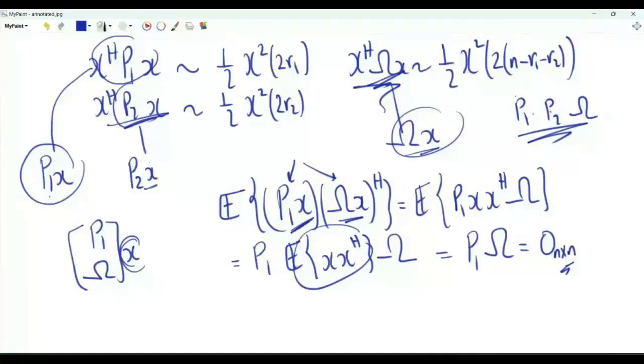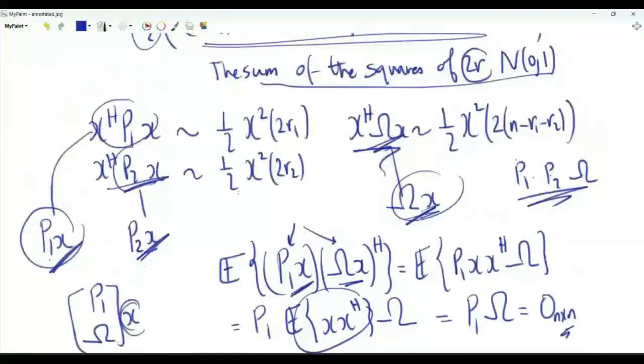We can repeat this exercise using P2x and omega x. We can do it a third time using P1x and P2x. In all cases, we get that these Gaussian random vectors are independent. So any functions of them are independent of each other. These 3 quadratic forms are independent.